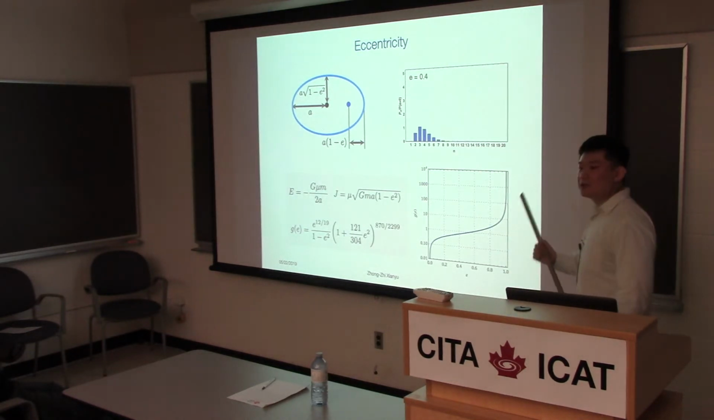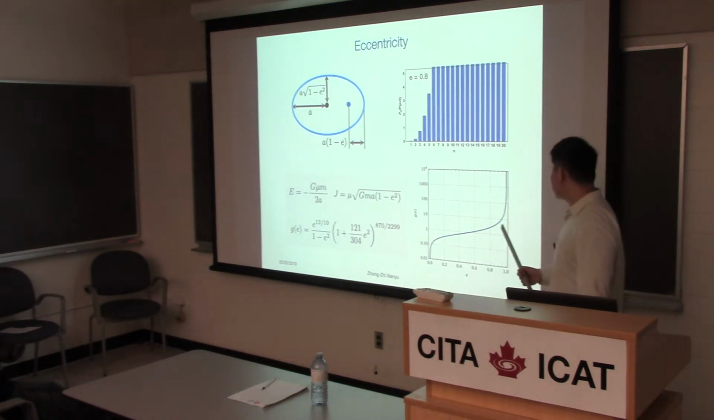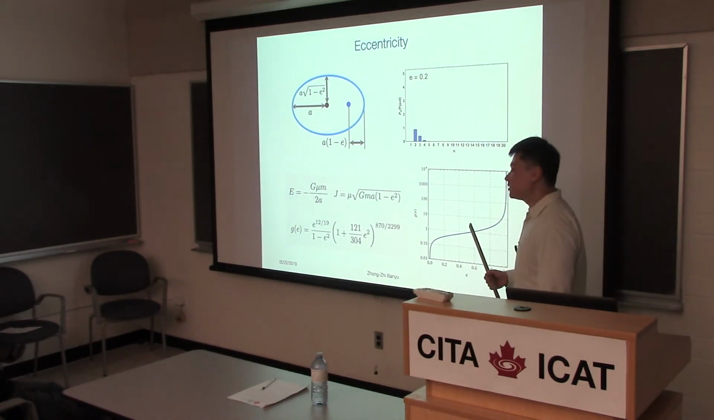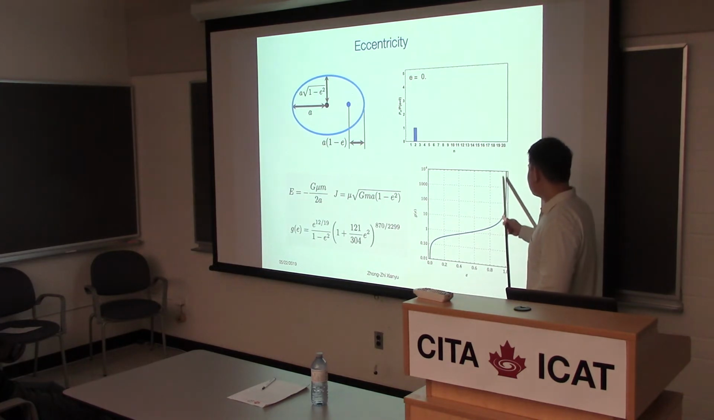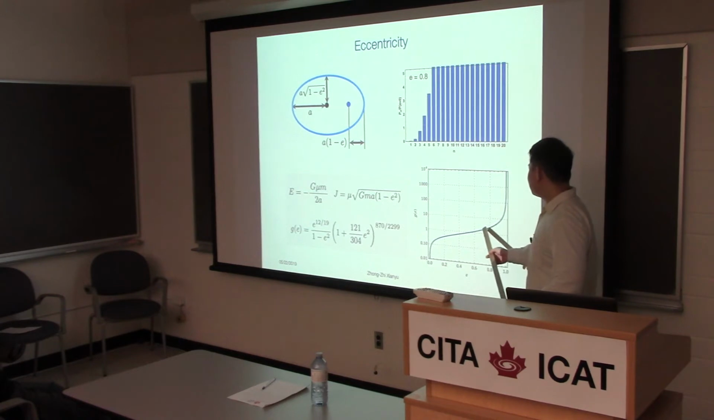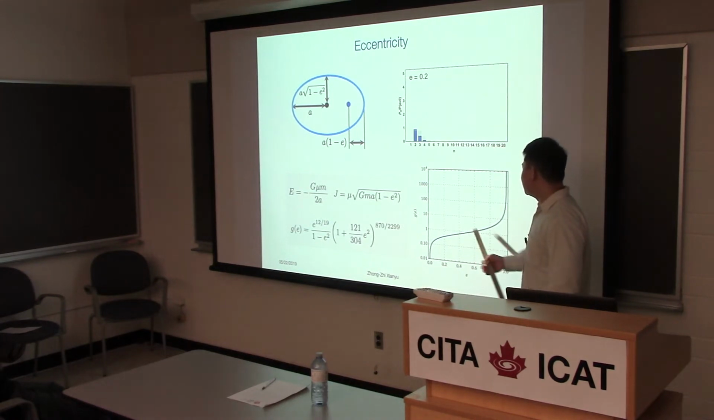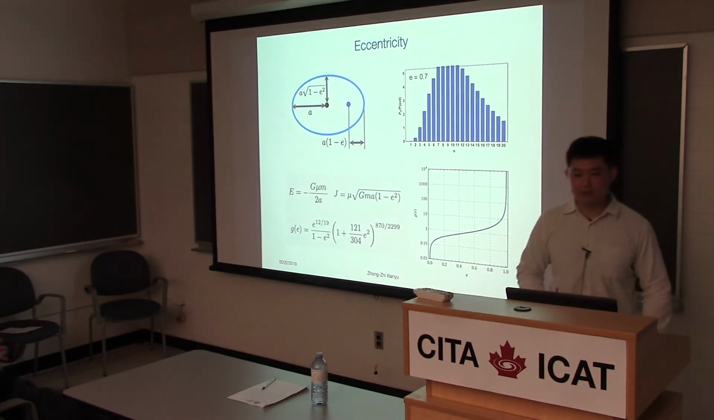But I will show you later that in three-body channels, sometimes a third body can kick the binary to this range. So even by many orders of magnitude reduction, you can still have some finite E that you can observe through gravitational wave.